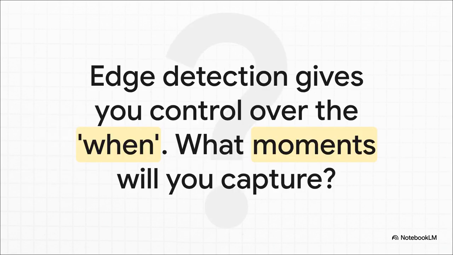Ultimately, this is a huge shift in thinking. You stop just asking, is this on or off? And you start asking, wait, when did this turn on, or when did this turn off? You're not just reading states anymore. You're capturing moments in time. And that control over the when is the real essence of powerful, reliable automation.